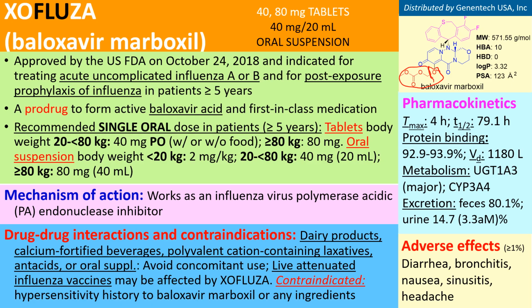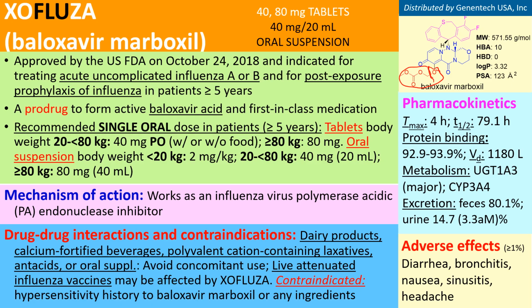Again, if we look at the drug chemistry, the molecular weight for this medication is 571.55 gram per mole. Hydrogen bond acceptor 10, hydrogen bond donor 0, log P 3.32, polar surface area 123 square angstrom. Mechanistically, this medication works as an influenza virus polymerase acidic endonuclease inhibitor.